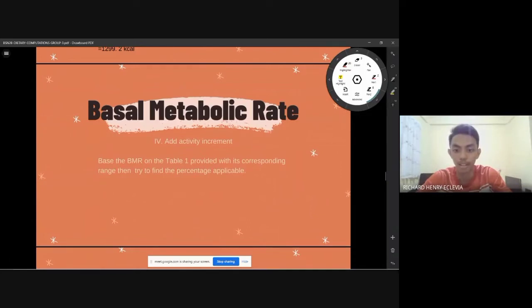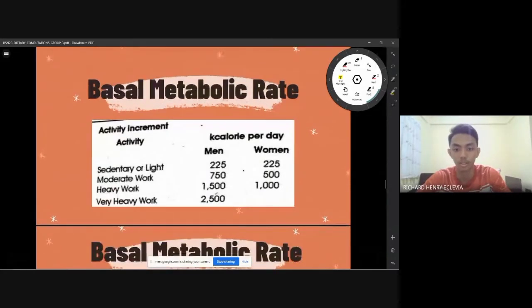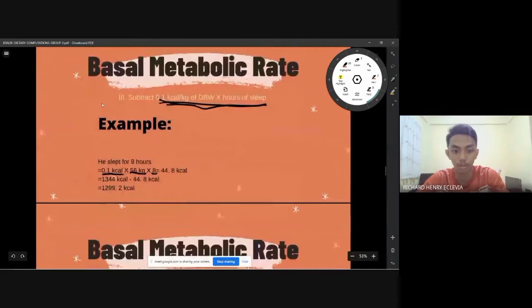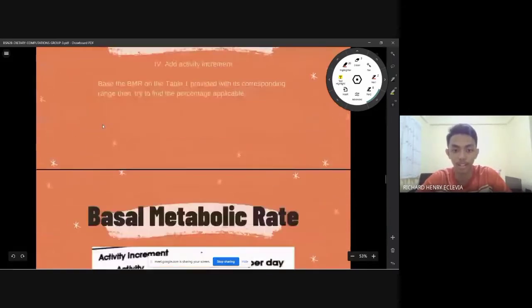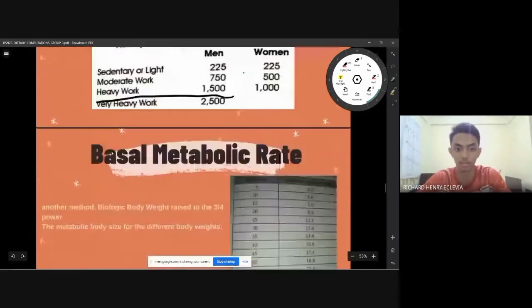Base the BMR on the table provided with its corresponding range, then try to find the percentage applicable. So ito yung table. Tingnan mo yung gender and yung kilocalorie per day. So yung sa atin, si Justin, 1,229.2 kcal. So nandito siya sa heavy work. Yan yung activity increment niya.